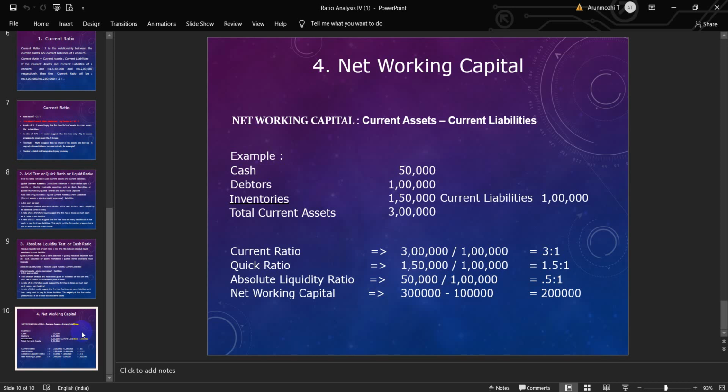So with all the 4 formulas applied, current ratio is 3 lakh divided by 1 lakh, you get 3:1, meaning it is very strong. Quick ratio is 1,50,000 divided by 1 lakh, which is 1.5:1. Here we find it is very strong. Absolute liquidity ratio, 50,000 divided by 1 lakh. It is a little bit slow there. Net working capital, 3 lakh minus 1 lakh, you get 2 lakh.